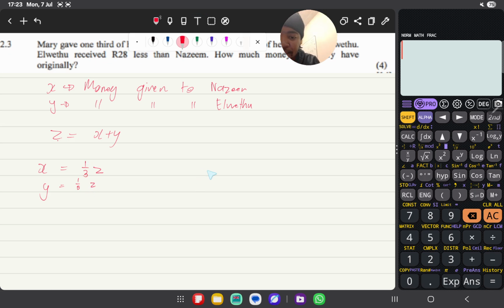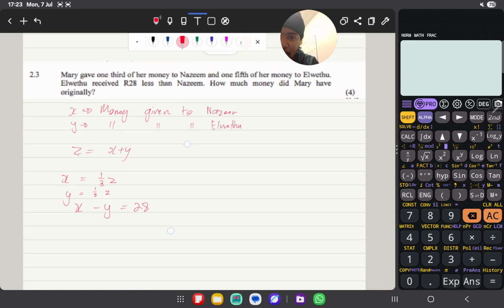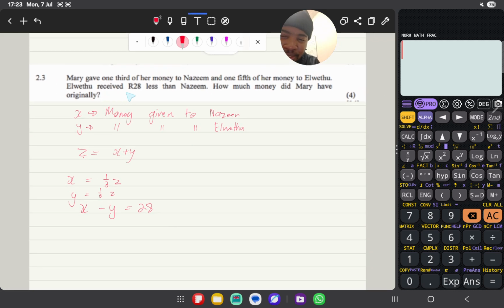Then I would say X minus Y equals 28. Right, X being the money of who's receiving 28 rand less than, yeah, Elwetu is the one who's receiving the money that is short by 28 rand. So yeah, because Nazarene happened to have had 28 rands more than Lwetu, right? So yeah, that is it.